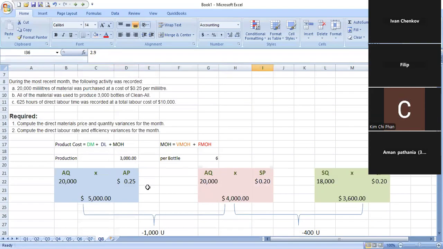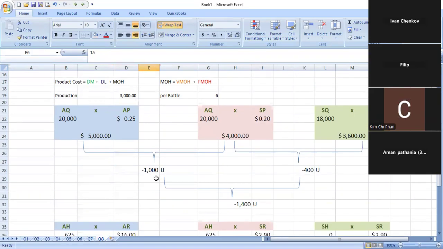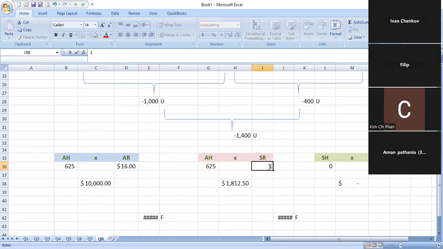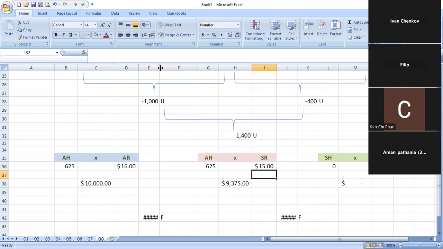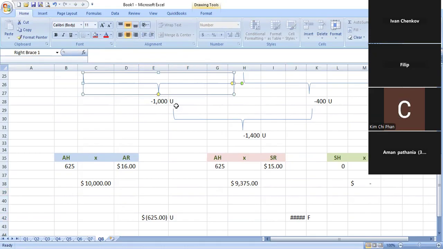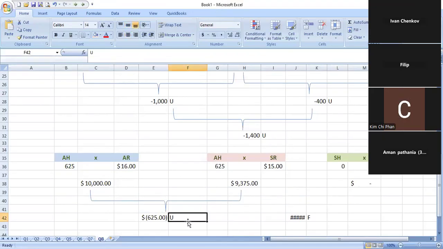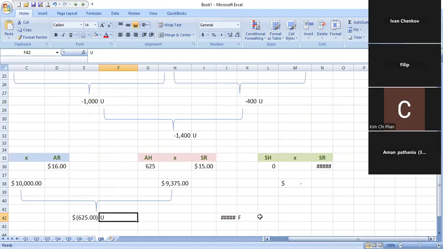Now, based on our standards, how much are we supposed to pay them? $15 per hour. So are we going to have a favorable or unfavorable variance? Unfavorable. Why? Because we're paying them more. We're paying them $1 more. In fact, on 625 hours, that's going to give us a $625 unfavorable variance. That's with the labor rate, the rate variance.